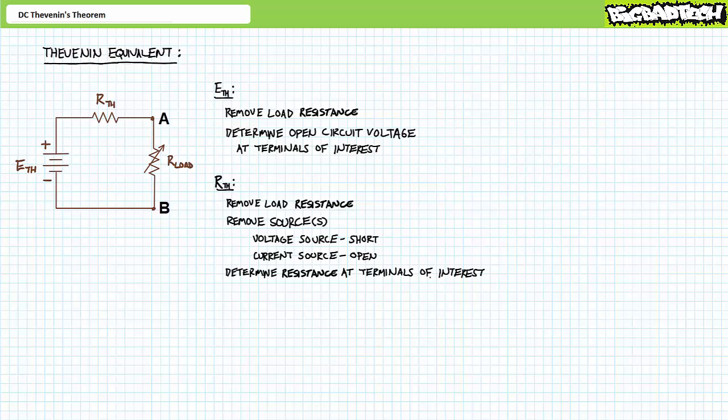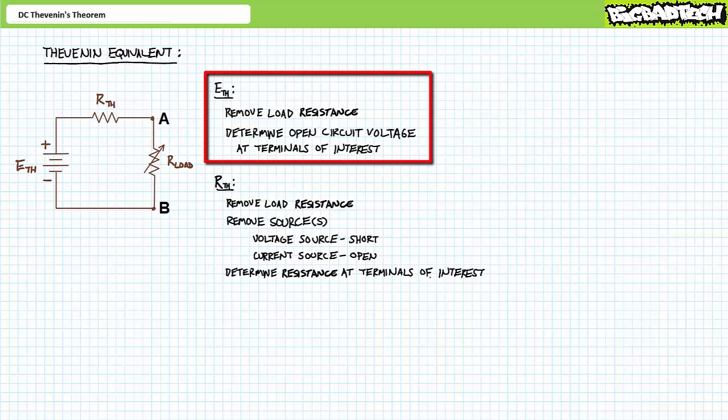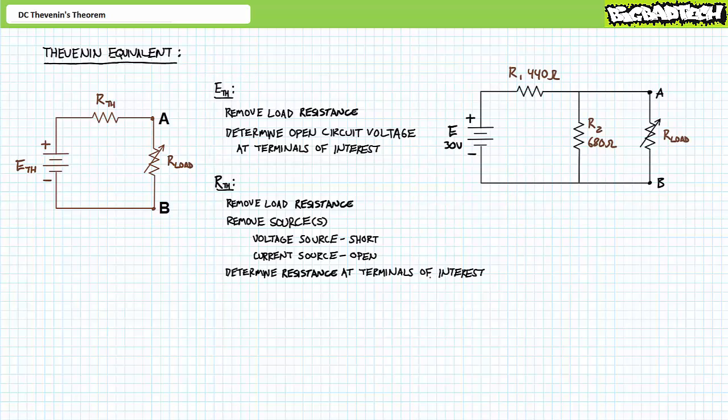Let's start by discussing the procedure necessary to solve for ETH, the Thevenin's equivalent voltage. First, one must remove the load resistor from the nodes of interest. Next, one determines the open circuit voltage seen across the two nodes of interest. In our original example, we designated our load as our resistor of interest between nodes A and B. As previously discussed, any change in R load would necessitate a complete series parallel circuit analysis to solve for the circuit's response to the changed load resistance.